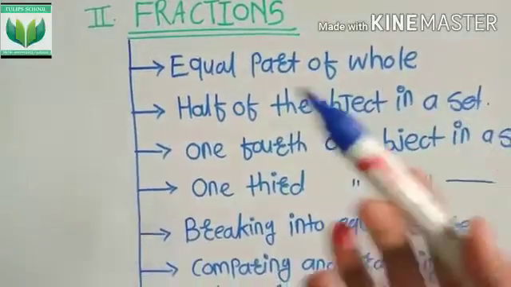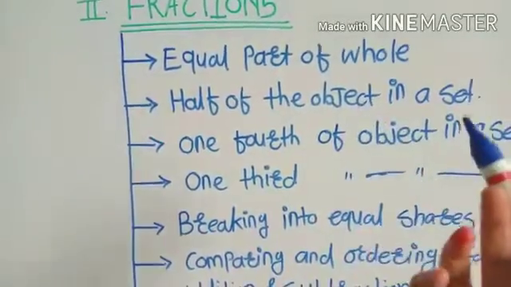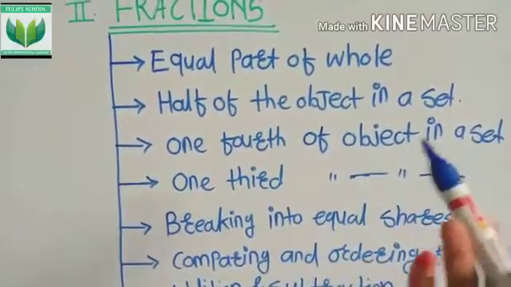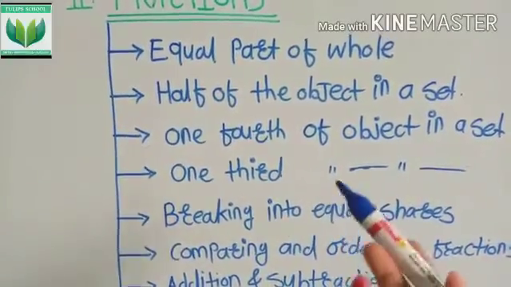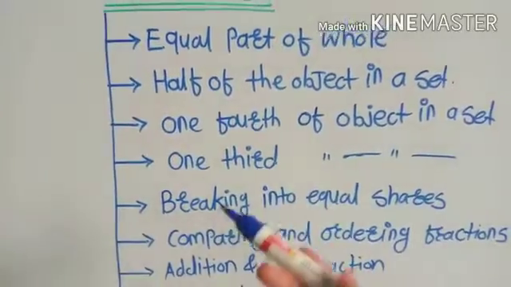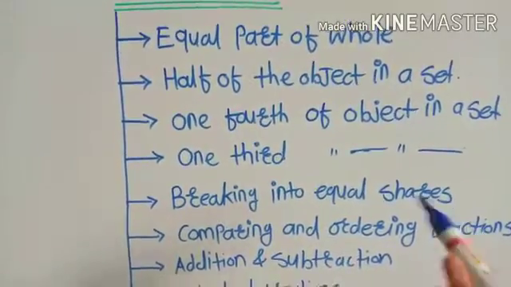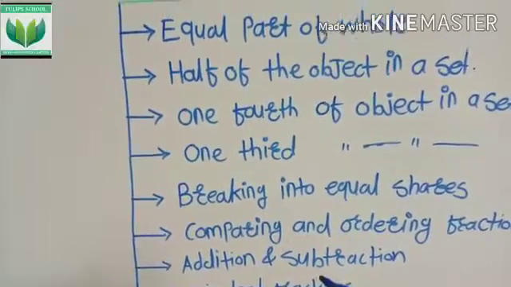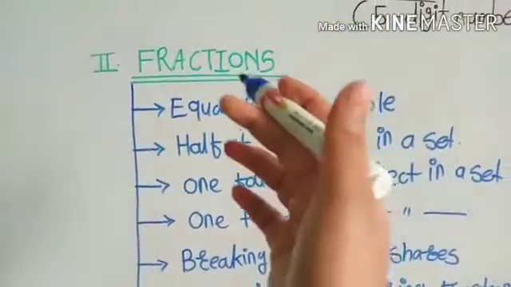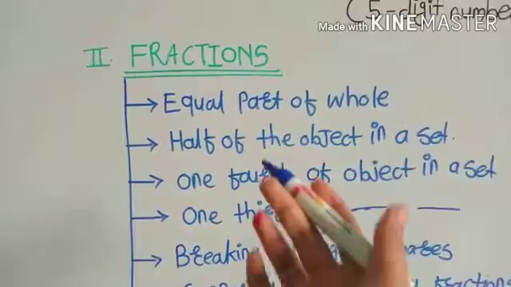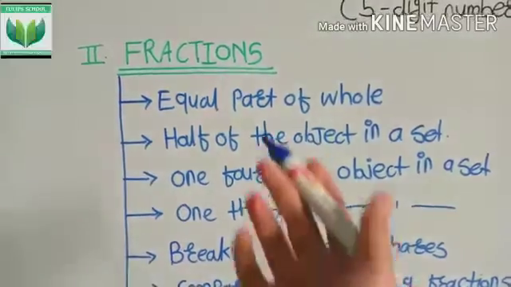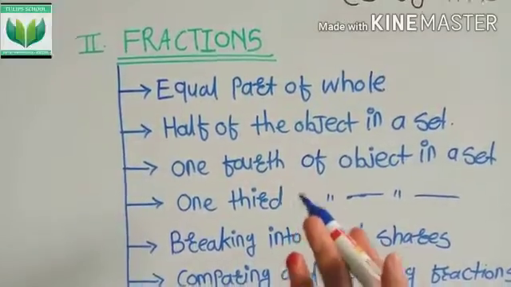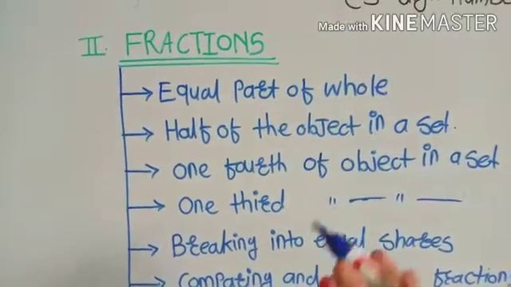Equal part of a whole, half of the objects in a set, 1/4 of the objects in a set, 1/3 of the objects in a set, breaking into equal shares or groups, comparing and ordering of fractions, addition and subtraction of fractions, equivalent fractions. These are the points we learned in the fraction lessons, and your test will also be on the lesson of fractions. Okay, now today we are going to learn about the third lesson.